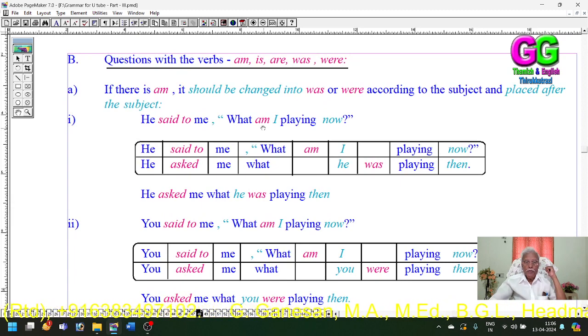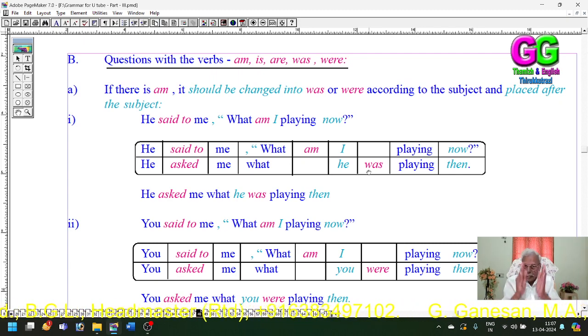He said to me, what am I playing now? Here the be verb am is there. Said to asked, what? Here the subject is I, first person. So it refers to the speaker. The speaker is masculine gender. So I has been changed into he. He is third person singular. So the word was. The am has been changed into was and placed after he.